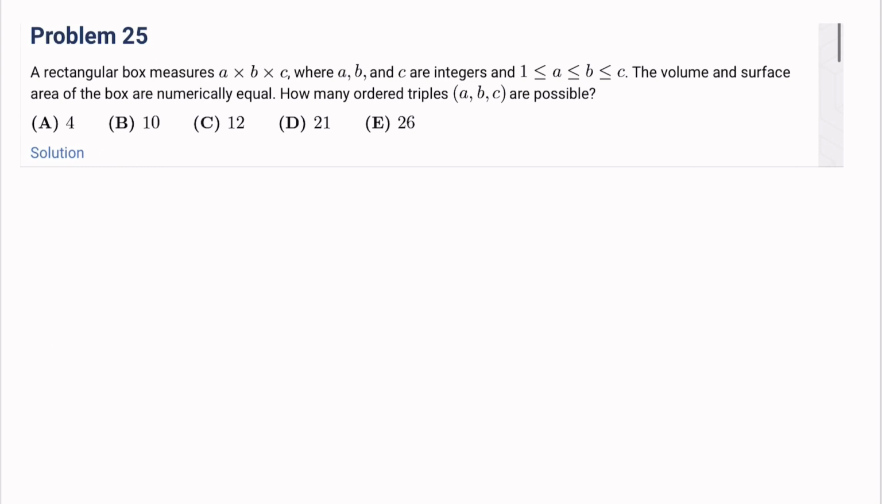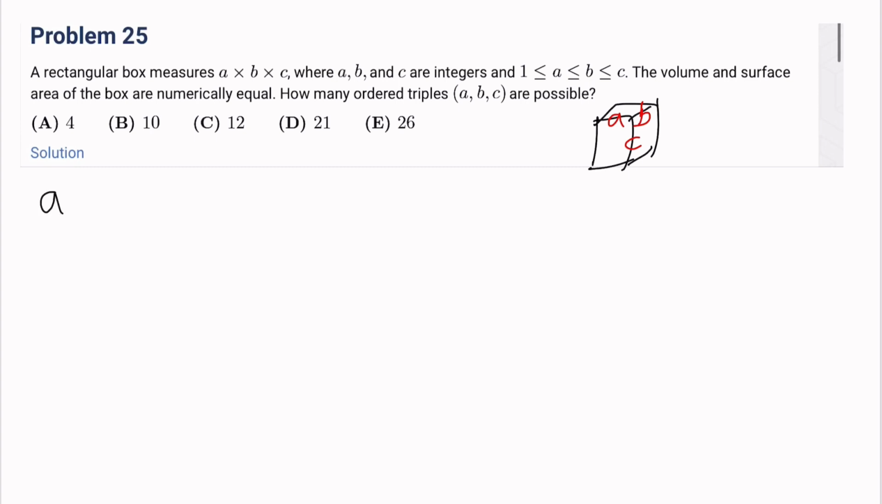Number 25. A rectangular box measures a by b by c, where a, b, c are integers, and 1 < a < b < c in this inequality. The volume and surface area of the box are numerically equal. How many ordered triples a, b, c are possible? Okay, so first let's use the condition here. The volume and surface area are equal. So the box would be shaped like this, and this would be a, b, c, right?